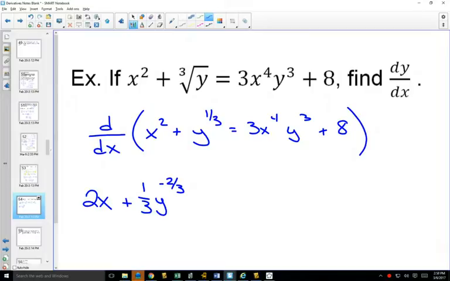But every time you have a y in your function, after that, you're going to apply the chain rule and say, my inside function was y. What's the derivative of y? The derivative of y is dy/dx.